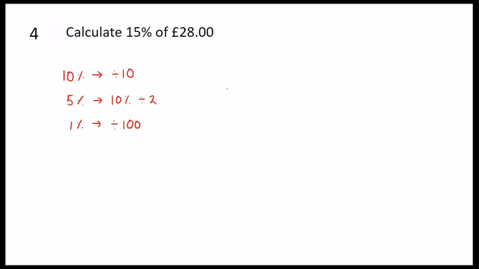I'm going to start off by working out what 10% and 5% of £28 is. So 10% would be 28 divided by 10, which gives me 2.8, which means £2.80. 5% we said is half of this, so I need to take £2.80 and divide it by 2. That gives me £1.40. And lastly, I need to think about how many 10s and how many 5s I need to get 15%.